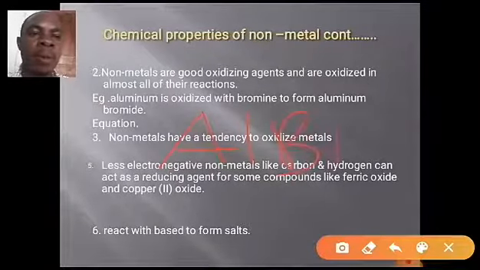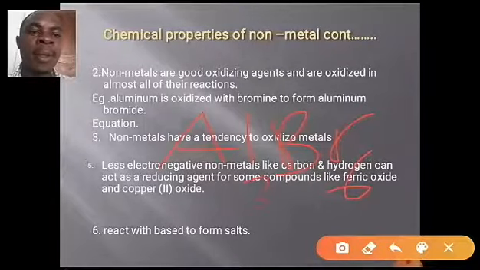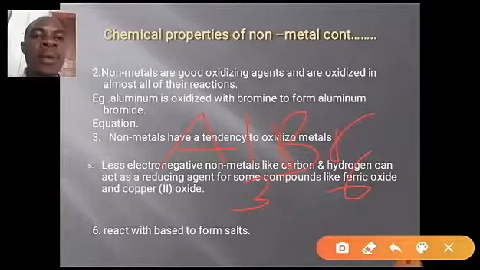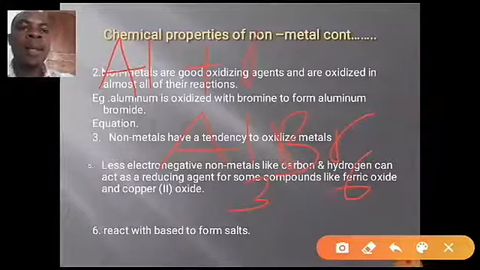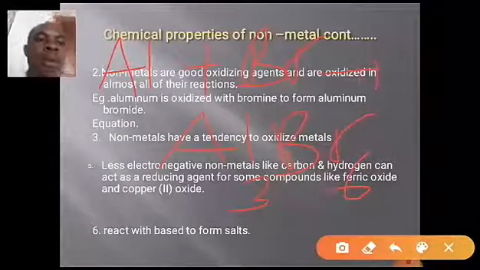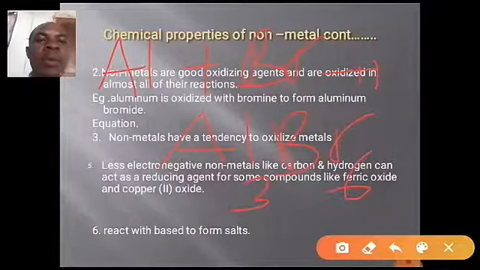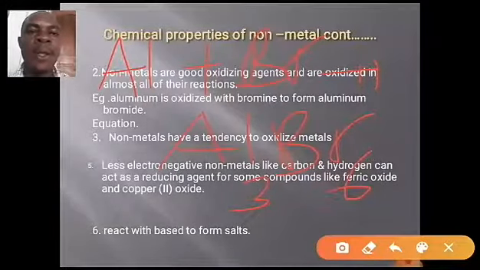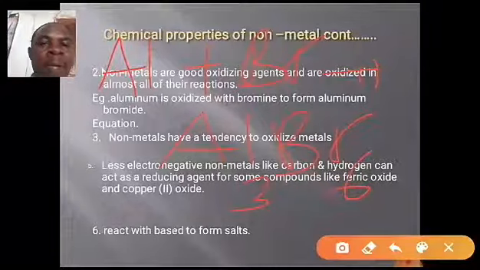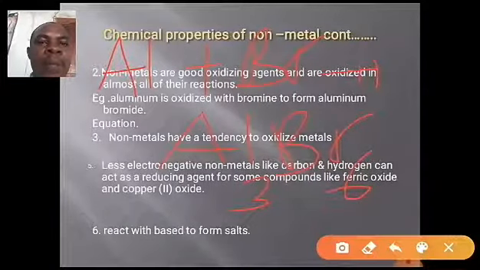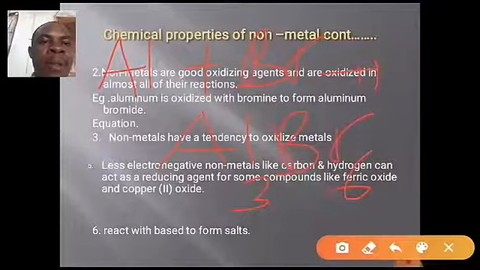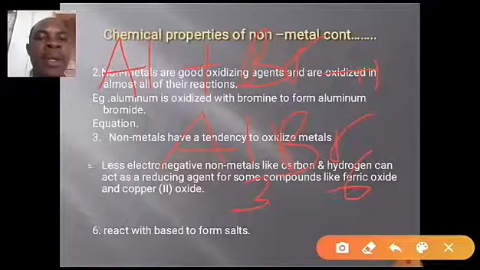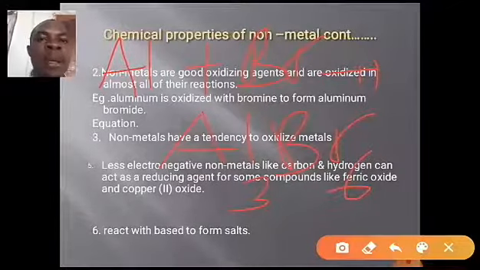In the equation of aluminium plus bromine to form this product, aluminium here has an oxidation state of 0, but in the product it has an oxidation state of positive 3. Here you can see that aluminium has been oxidized, it has lost electrons, and this bromine has an oxidation state of 0. Here it has an oxidation state of -1. This has gained electrons. So in this reaction, aluminium becomes oxidized and bromine becomes reduced.